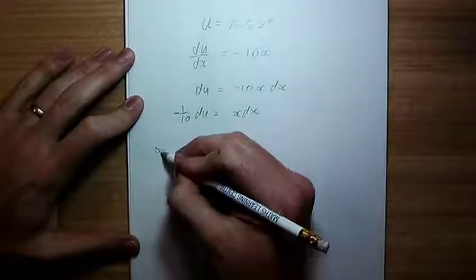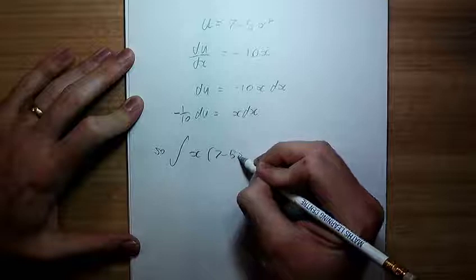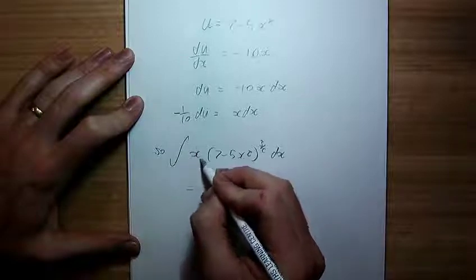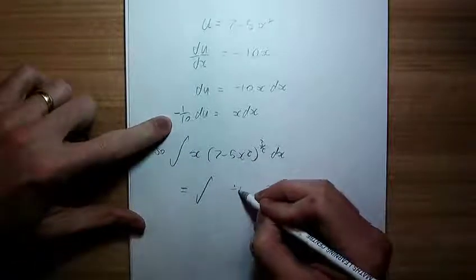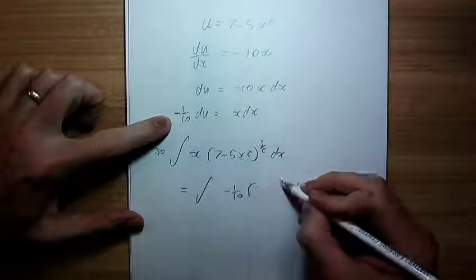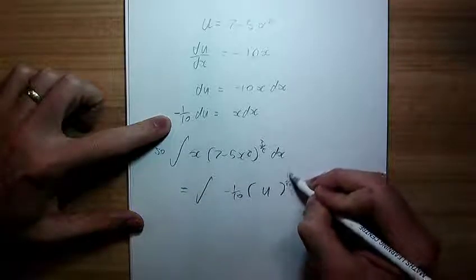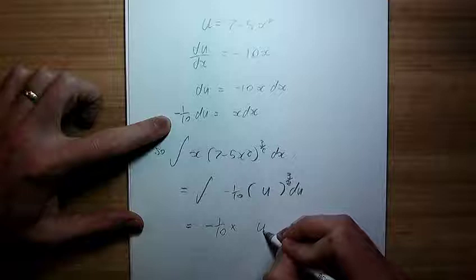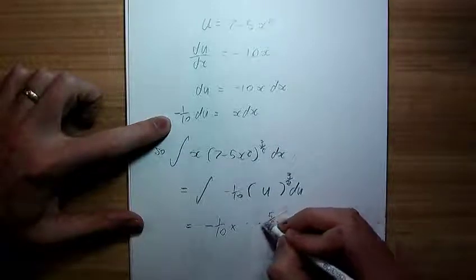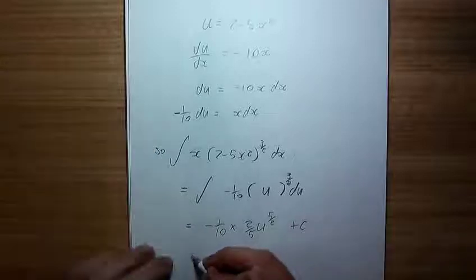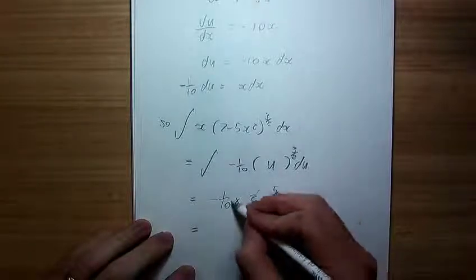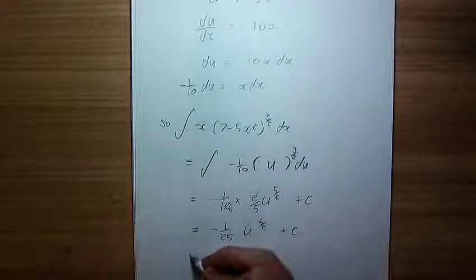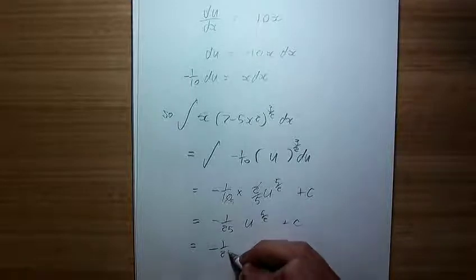And so this is going to be, so the x dx is going to be minus 1/10 of du, and this bit is u. And I can just put the power up by 1 and divide by the new power. That'll go up to 5 halves. So what's that? Minus 1 on 25, u to the 5 on 2 plus c. And I can sub it back in.